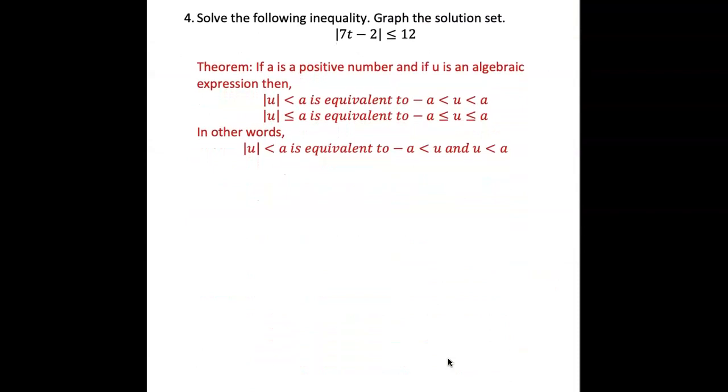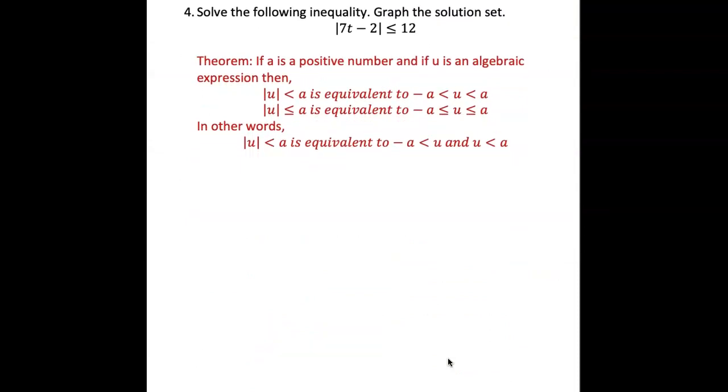Okay, let's see this number 4 over here. It says solve the following inequality. Graph the solution set. Okay, so the idea of, you see this right here, is I am writing to you the theorem that goes with this example. So what to do when you have this symbol and you're solving a compound, I can't even say it, Dios mío. You're solving an absolute value inequality, okay?